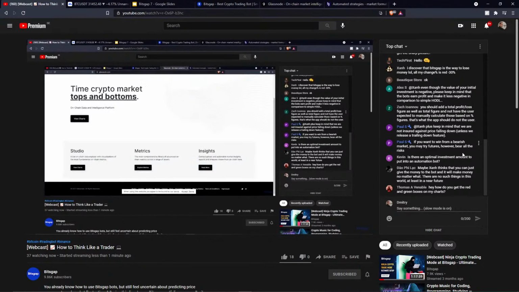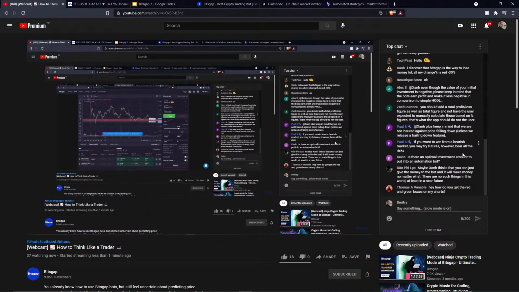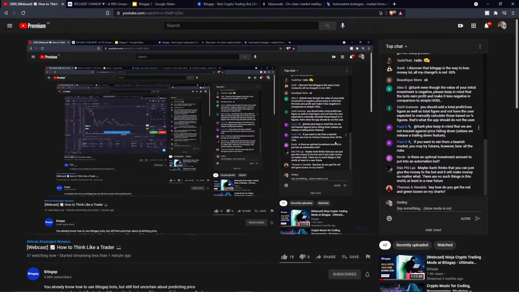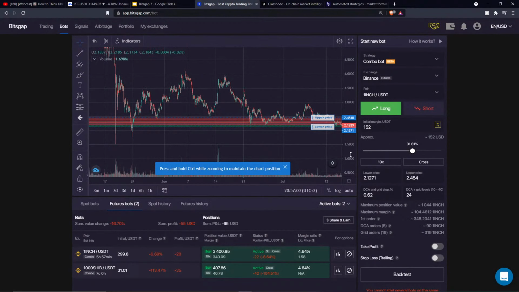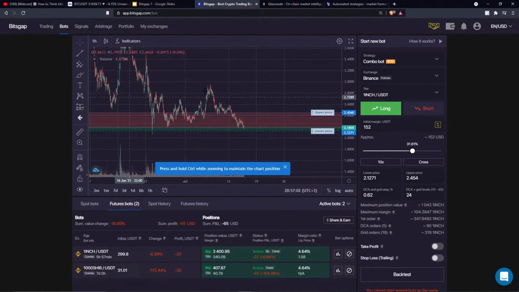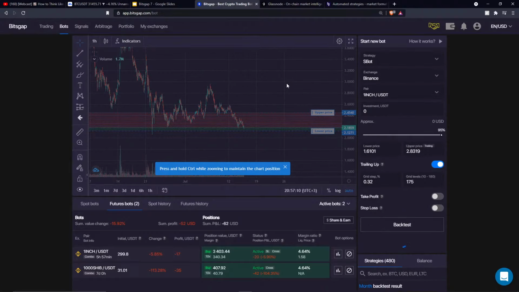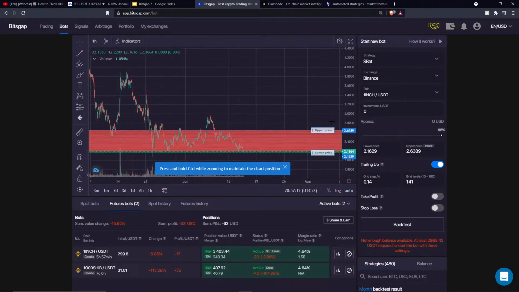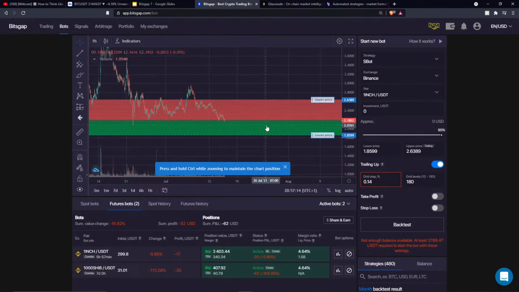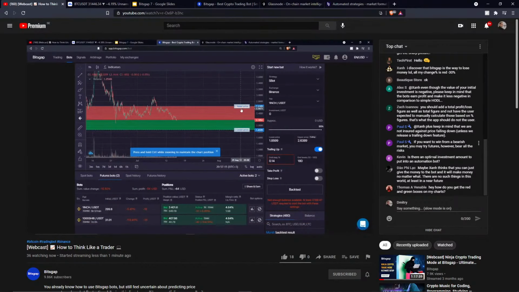How do you get the red and green boxes on the chart? That's the question from Thomas. So what do you mean by green boxes? Like this one? Or you mean, for example, if I go to the spot market and here I have these lines, the green one and the red line, is that your question, or what do you mean?